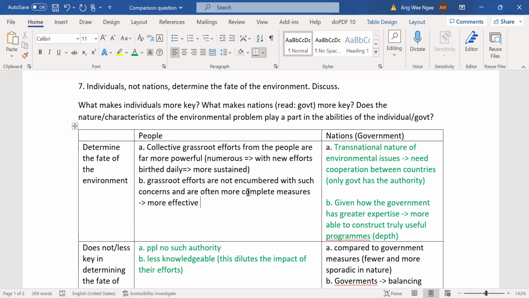So for this, let me see what examples I can give you.